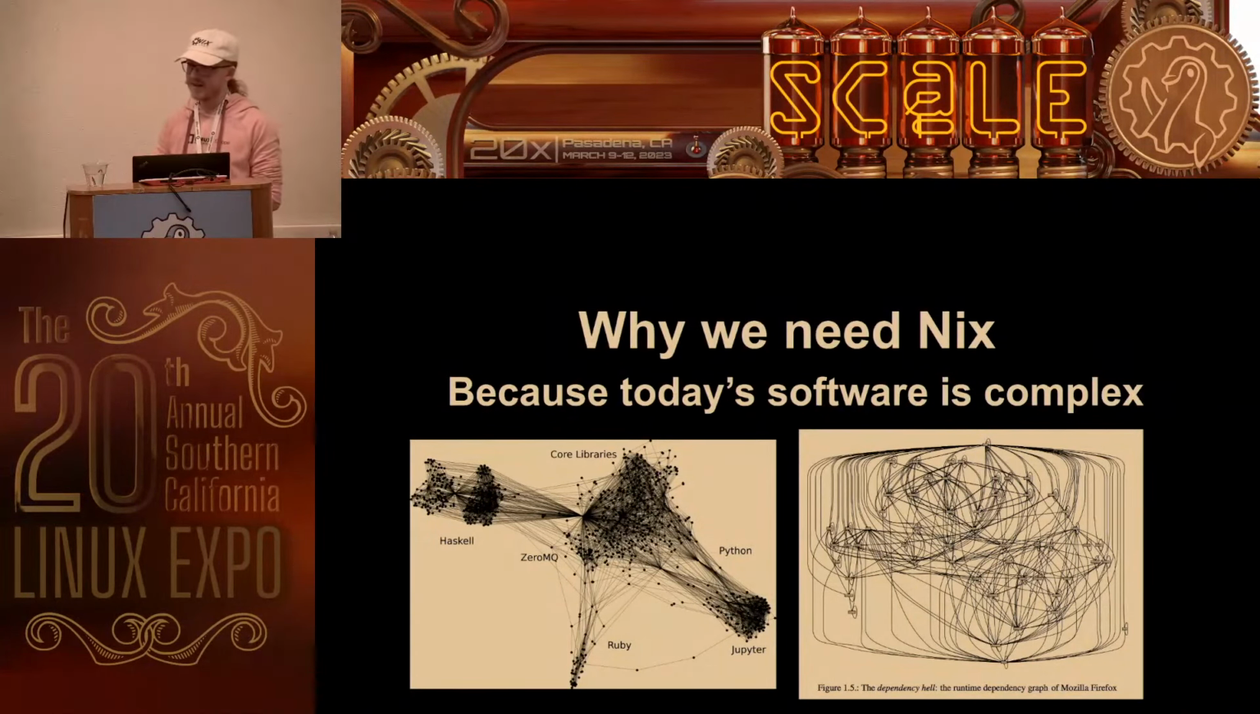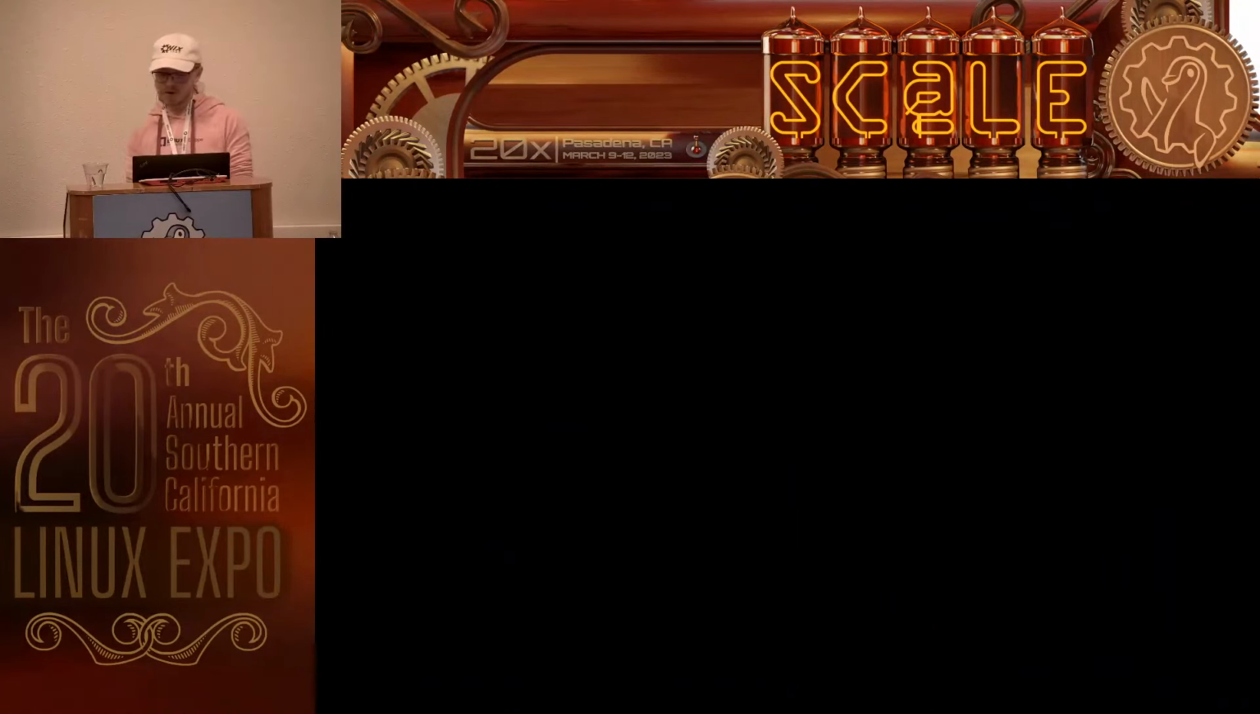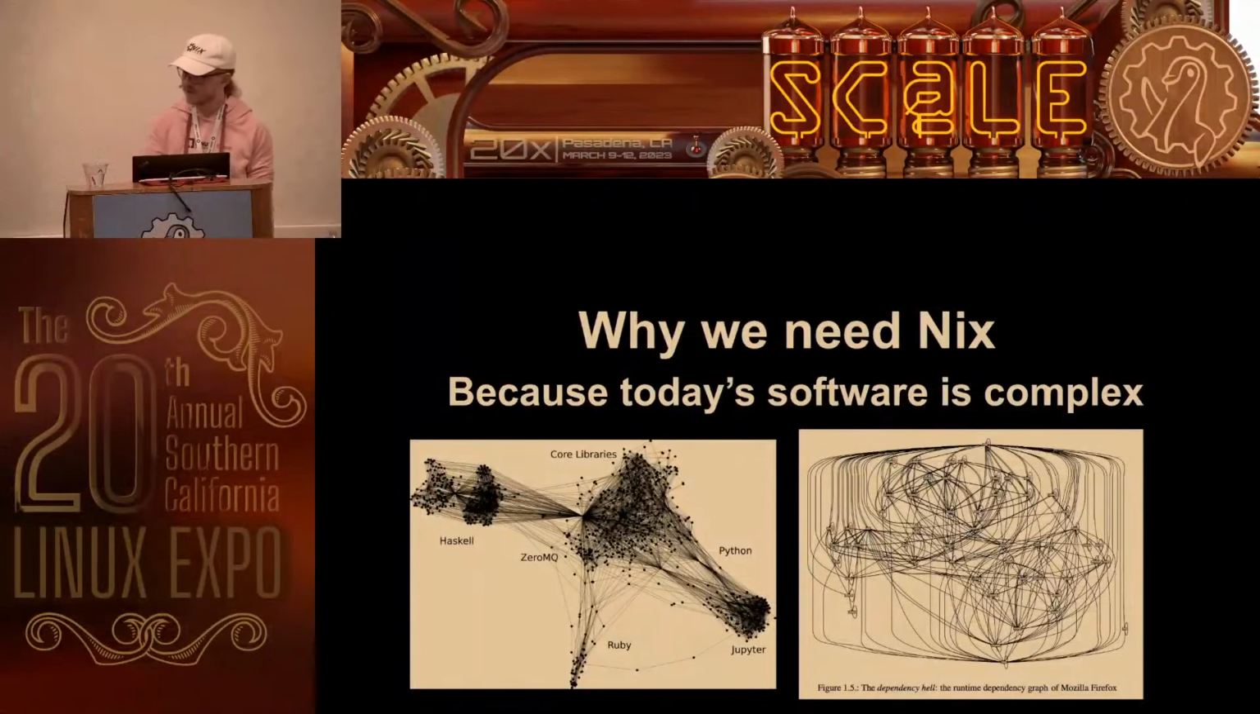On the bottom right is actually a figure from the Nix thesis written by Eelco Dolstra. And that's the dependency graph of Firefox. And I'm not sure what it is on the bottom left, but it looks really complicated. Is it? Yeah, so it's Jupyter, someone says.